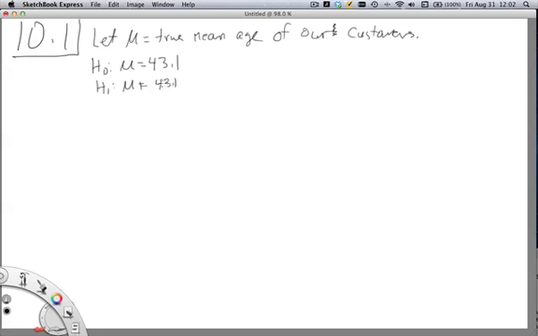Now the not equal comes out from the statement of the problem. Let me reread this. You want to find out if there's a statistically significant difference. That word difference is an indication that we don't care if our customers are older or younger. We just want to know if it's different. Therefore, we're going to use a not equal sign. Having stated the null and alternative, we're now allowed to go look at the data.